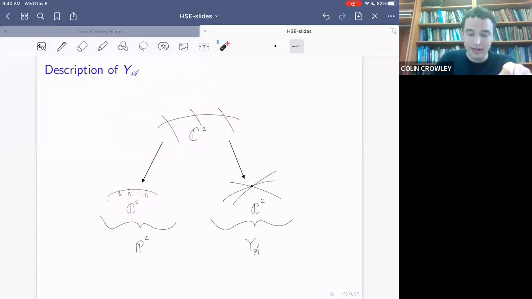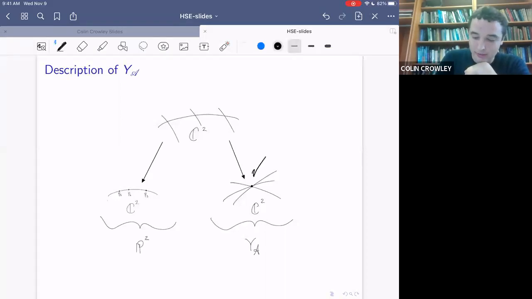Okay, so I now have these 3 exceptional divisors on the boundary, and then I contract this line. And when I do so, the 3 exceptional divisors will now intersect at 1 point. So this YA in this situation consists of C2, and on the boundary, I see 3 lines intersecting at 1 point. This point right here will be singular.